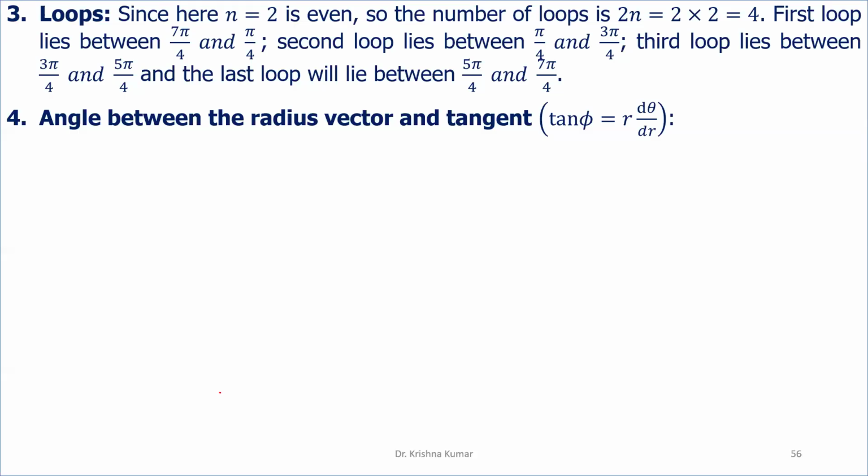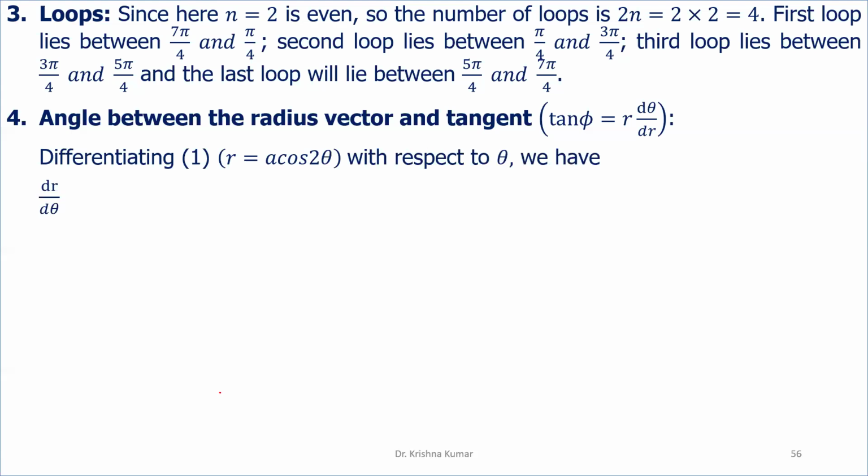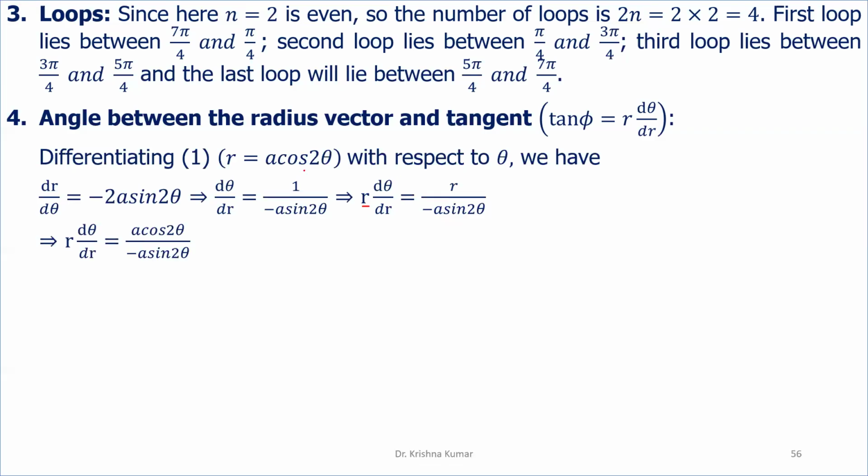Now let us see the angle between the radius vector and the tangent. Differentiating equation 1, r equal to a cos 2 theta, with respect to theta, we have dr by d theta equal to minus 2a sin 2 theta. So let us reverse this: d theta by dr equal to 1 upon minus 2a sin 2 theta. And if you multiply by r, r d theta by dr is r upon minus 2a sin 2 theta, where the value of r equal to a cos 2 theta.